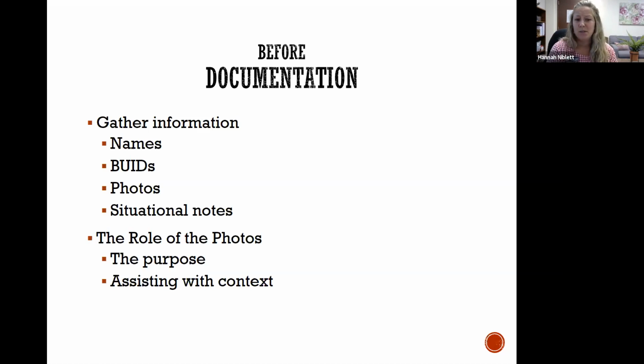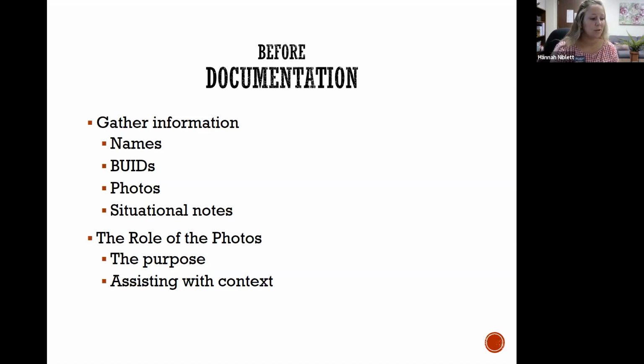Make sure that you get their BUID as well. If they don't go to Belmont, you can also get a picture of their driver's license or get their driver's license number. You need photographs of any alcohol that is present. So if there's alcohol, make sure that you're taking a picture. Even if it's just an empty bottle, it is helpful for us to know exactly the amount that was there and how many bottles were there.